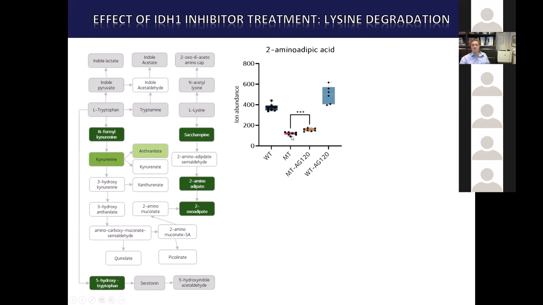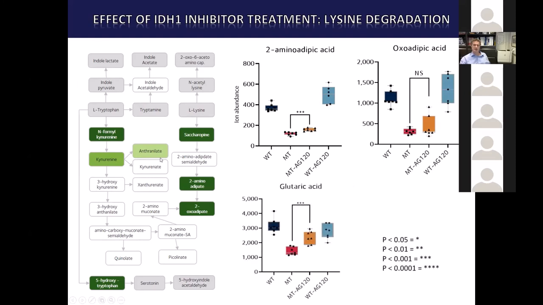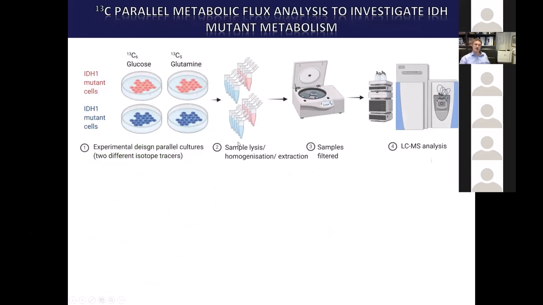So this may not be the total story, or it might be that this enzyme is very sensitive to the 2-HG level. So this we know is still three times the 2-HG level from the wild type, even when treated with the inhibitor. But we are seeing a significant change. And in fact, we see a similar story for those other metabolites in this pathway that were modulated. Okay, I think I'm going to leave it there.